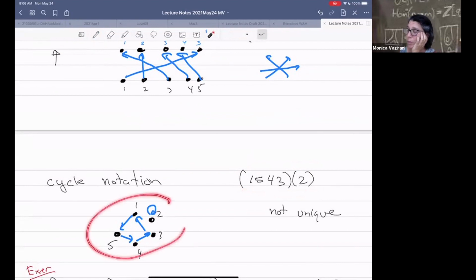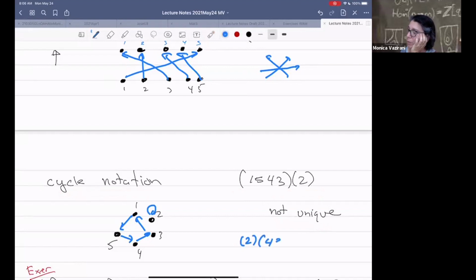If you want to draw a picture of cycle notation, you can just have the dots 1 through n, and you can draw arrows. You can just have one copy of each dot and just have arrows running around the page. So many benefits to cycle notation, but it's not unique, right? I could rewrite this cycle as: 2 goes to 2, and then 4 goes to 3, goes to 1, goes to 5.